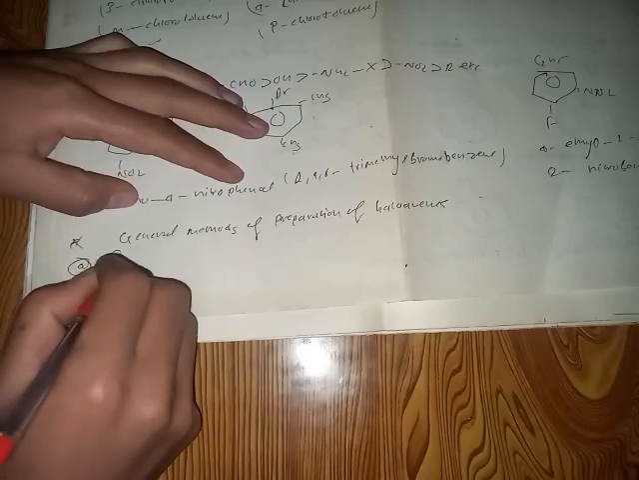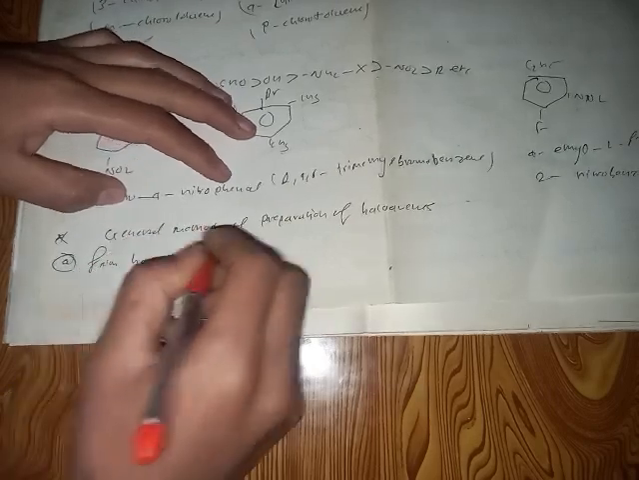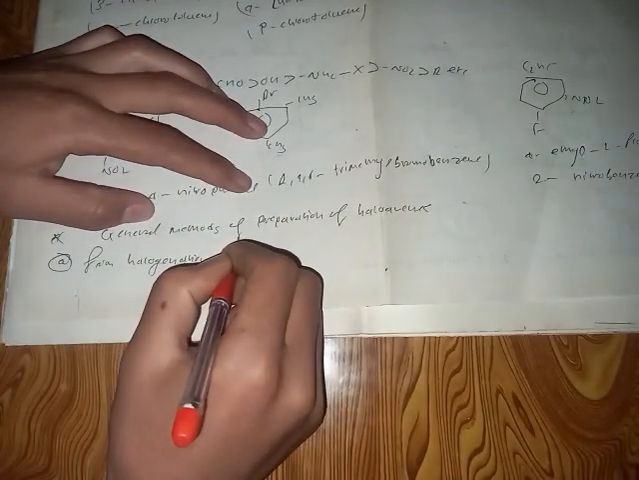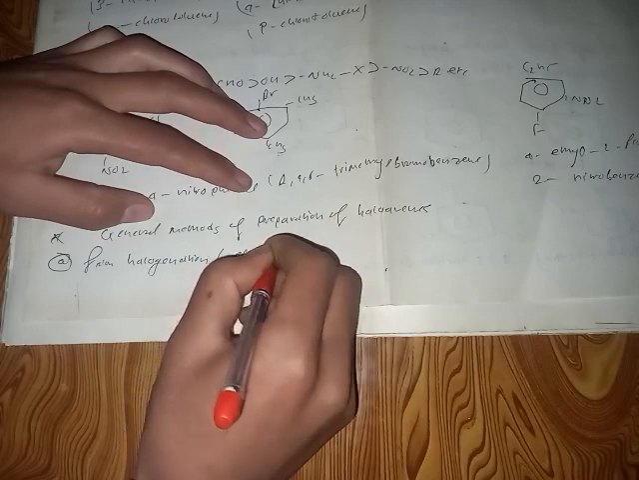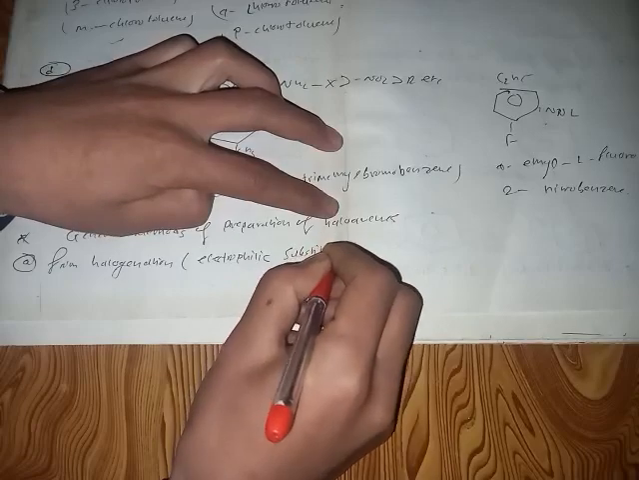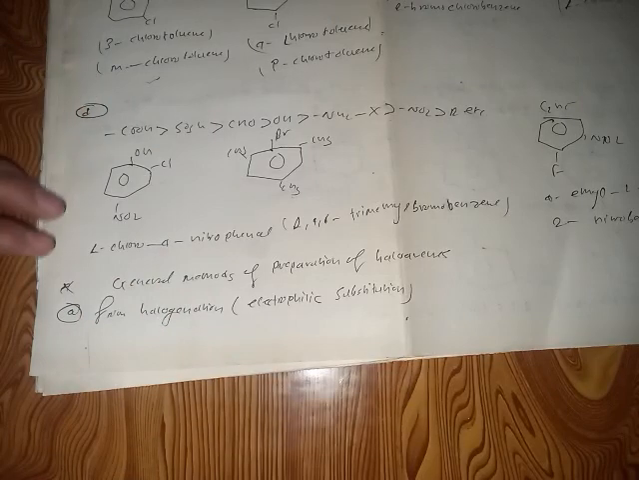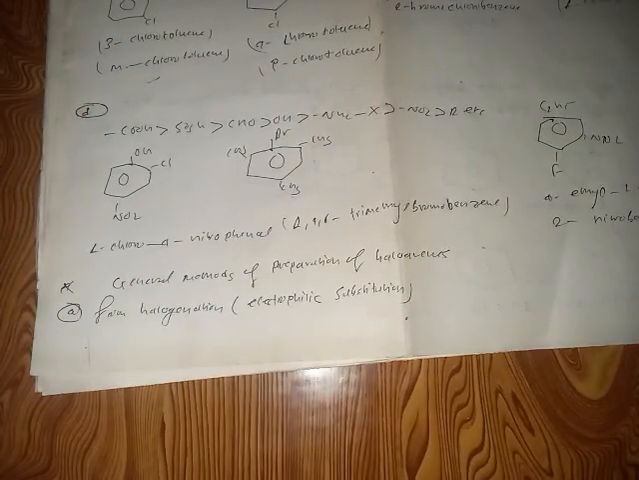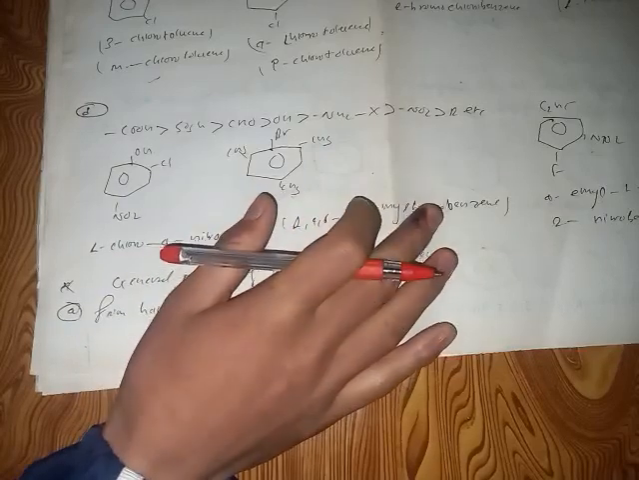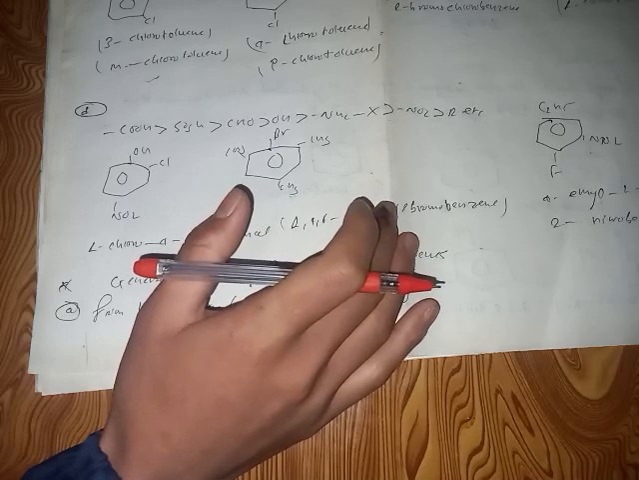Point number A, from the halogenation. Halogenation means electrophilic substitution reaction. I'm going to describe it in detail. Haloarene can be prepared from benzene by direct halogenation in the presence of a halogen carrier.